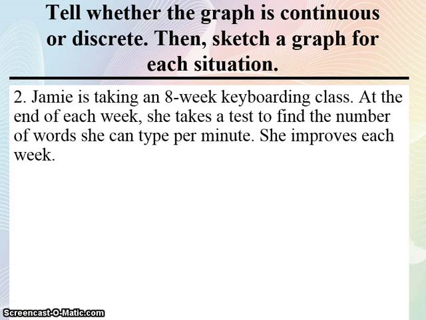Let's look at another example. It says, Jamie is taking an 8-week keyboarding class. At the end of each week, she takes a test to find the number of words she can type per minute. She improves each week. Well, we know she's improving, so the relationship is going to be going upward. Now, think about what we're comparing here. We're comparing the week, the end of the week, or one test.